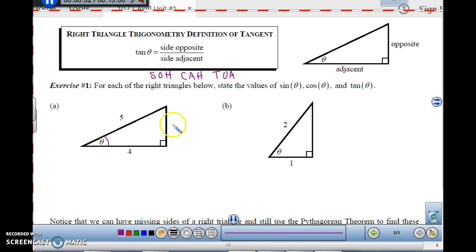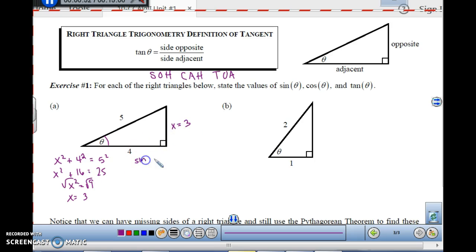In a right triangle, if this side over here we don't know, we can make this x. We can use the Pythagorean Theorem. So this will be x squared plus 4 squared is equal to 5 squared. x squared plus 16 is equal to 25. Subtract the 16, x squared is equal to 9. Take the square root, and x is equal to 3. Okay, so this side is going to be 3.